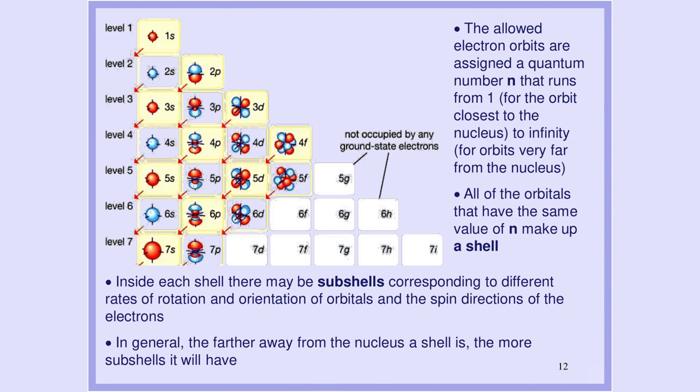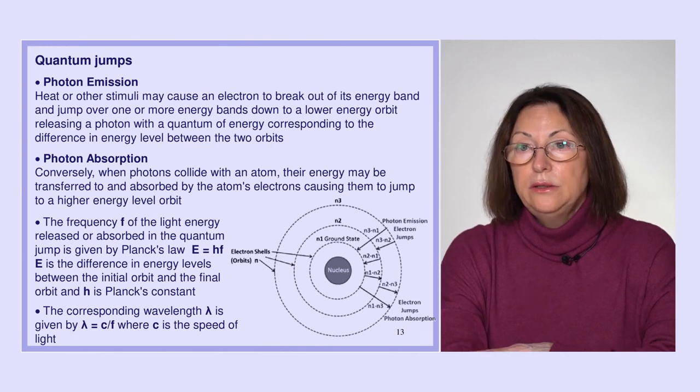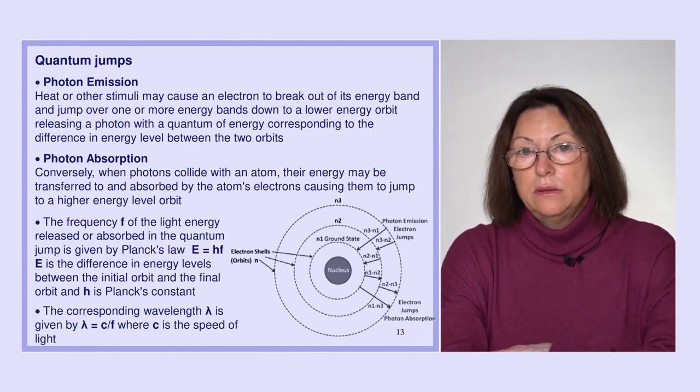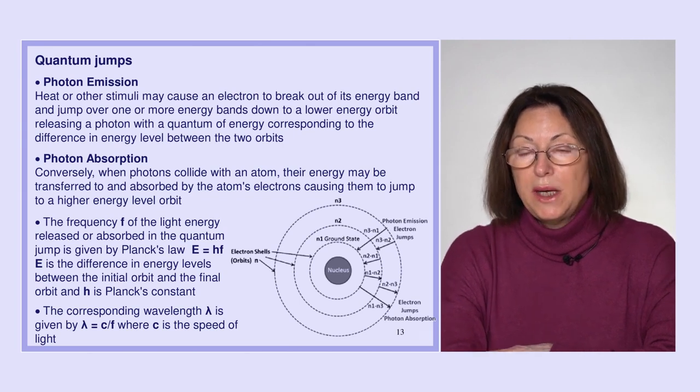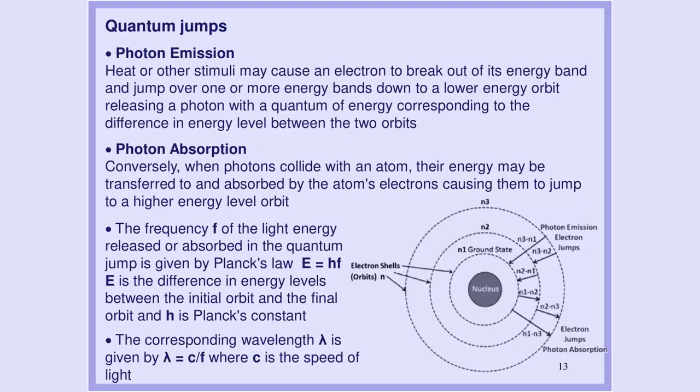You can see here the illustration of the configurations of the electrons in atoms of some materials, of some substances, from the periodic table of the substances. Now let's consider this phenomenon, that is the quantum jumps.